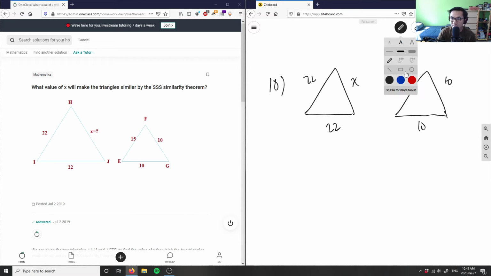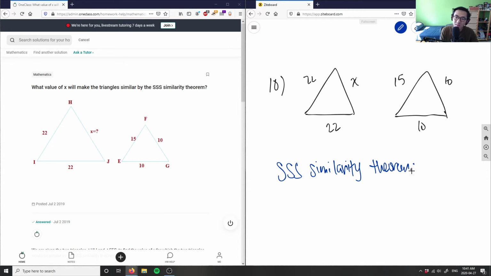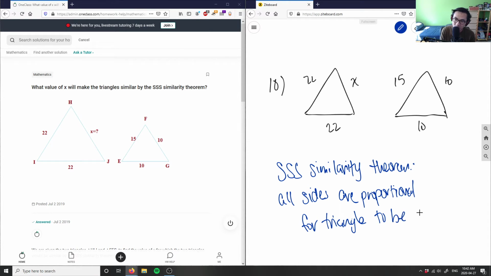So when we talk about SSS similarity theorem, we're talking about side, side, side, right? So SSS is side, side, side. Where did my pen go here? There we go. SSS similarity theorem states that basically all sides have to be proportional in order for us to assume that the triangle is similar. All sides are proportional for triangle to be similar.